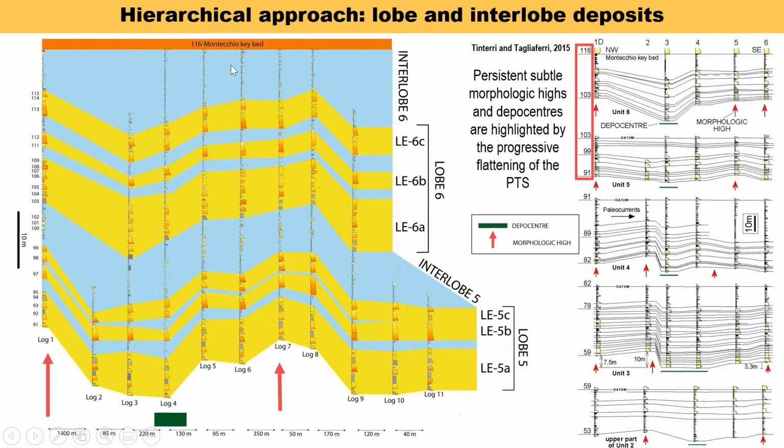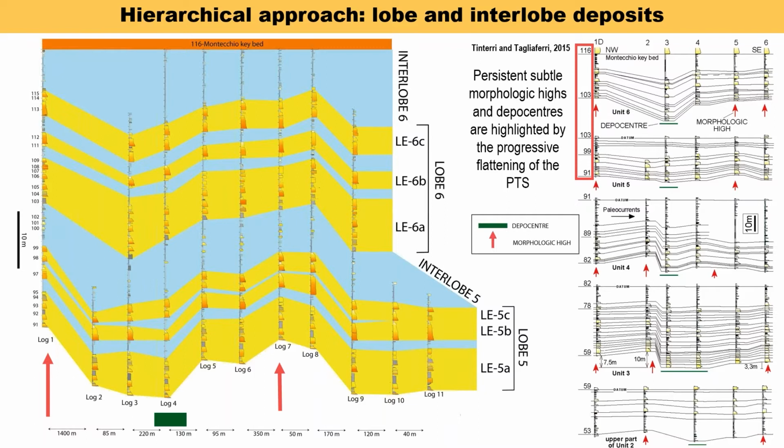Where the Montecchio key bed is present, the correlation highlights that there are subtle morphological highs, here represented by the red arrows, one in the proximal area and one in the distal area. And in the middle, there is a depocenter, here marked by the green line. We have seen that they are persistent also in the underlying lobe, and so we interpreted that they are a real topographical variation of the seafloor, probably derived from secondary structures associated with the main thrust.